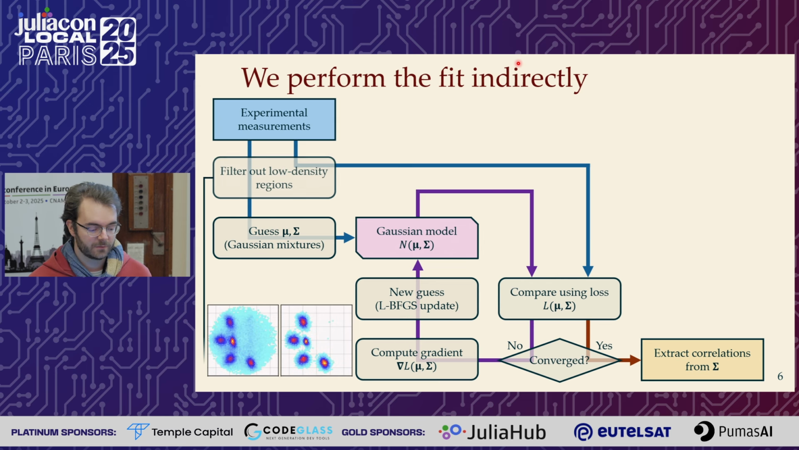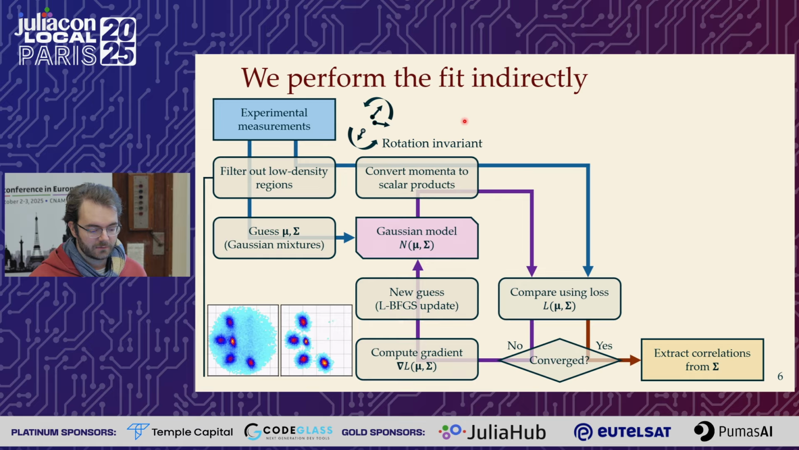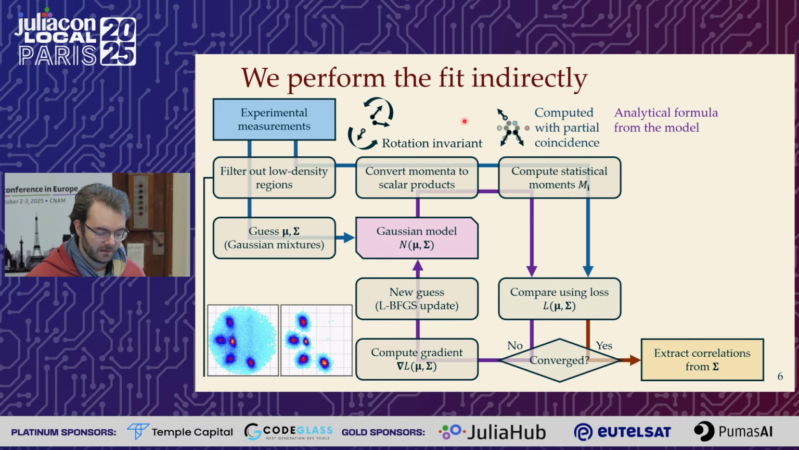Fine. But to be able to define this guess, we need to get rid of the background. And that we do by doing some filtering. And then to get rid of the fact that the molecule is randomly oriented, we convert the velocity to scalar product, because scalar products are independent of orientation.